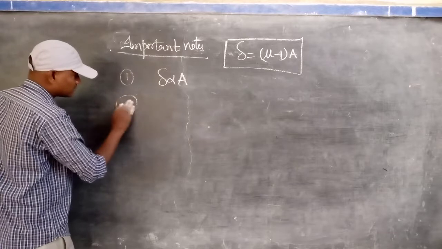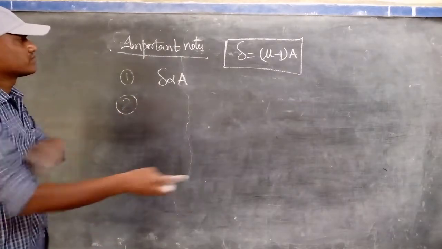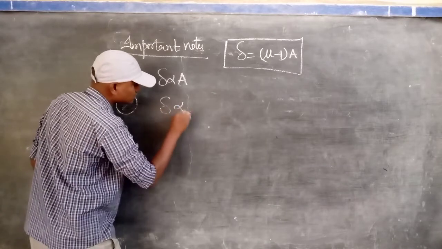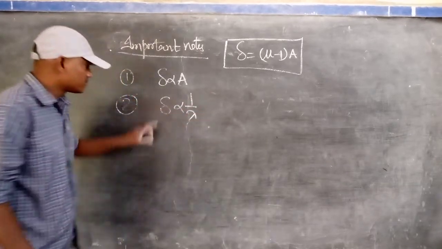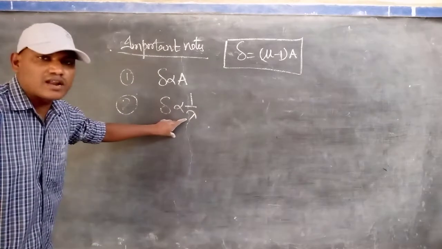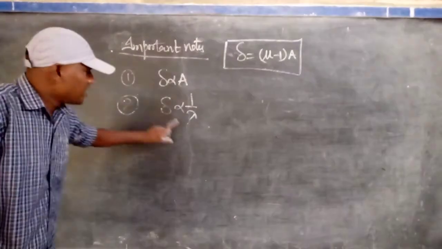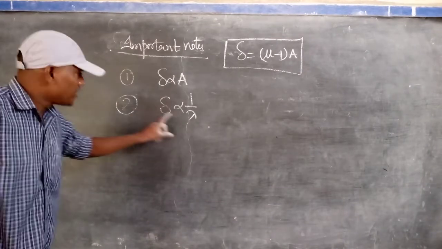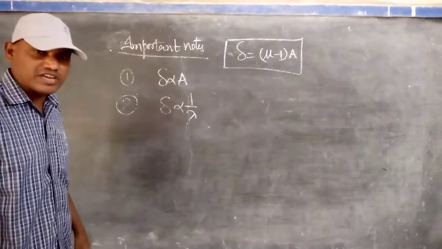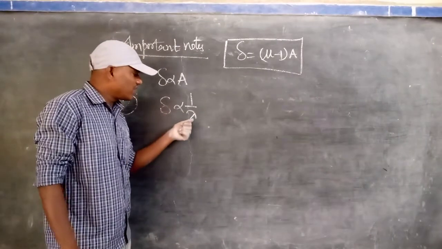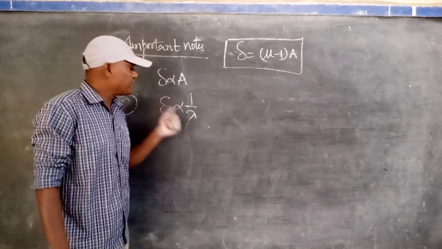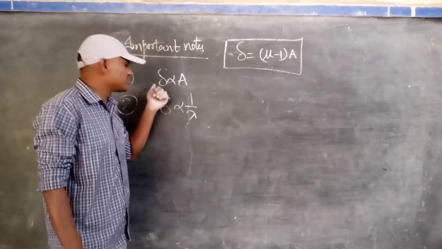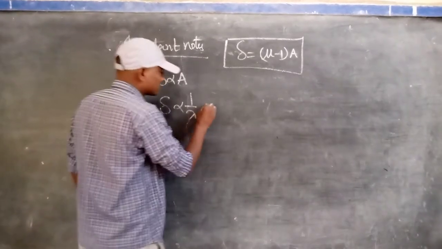And second one, as the wavelength of the color of light increases, the deviation angle decreases. As the wavelength of the color of the light decreases, the deviation angle increases. Listen very carefully. If the wavelength of the color of the light is more, the deviation is less. If the wavelength is less, the deviation angle is more.